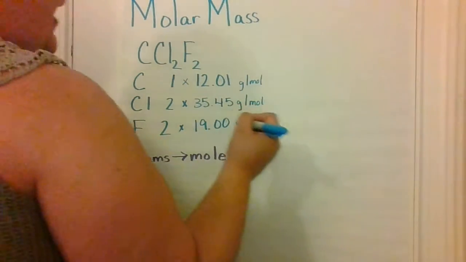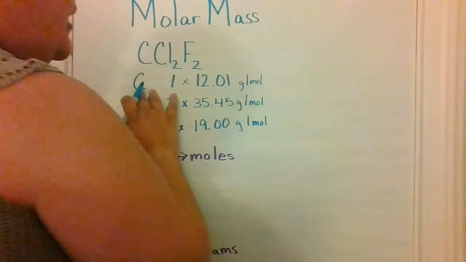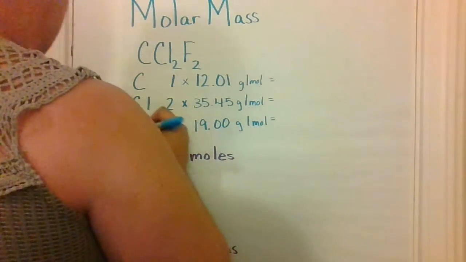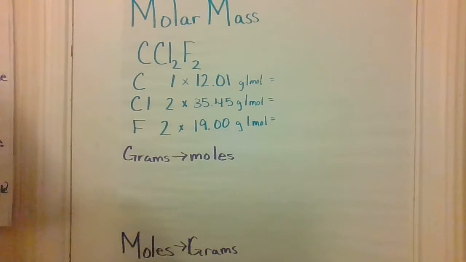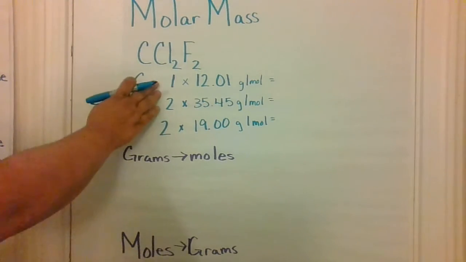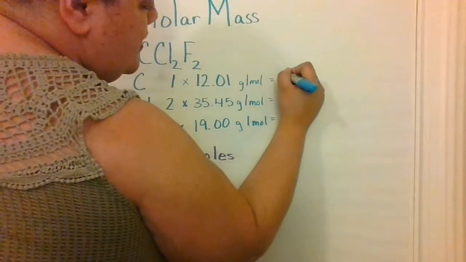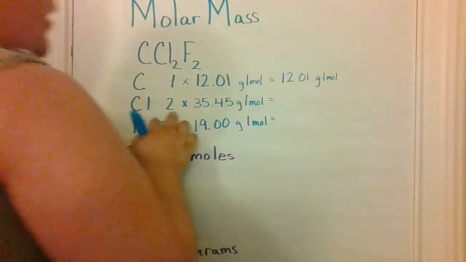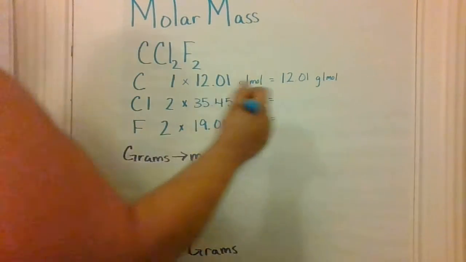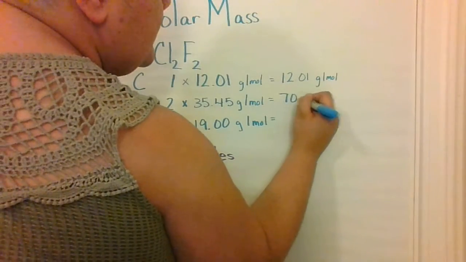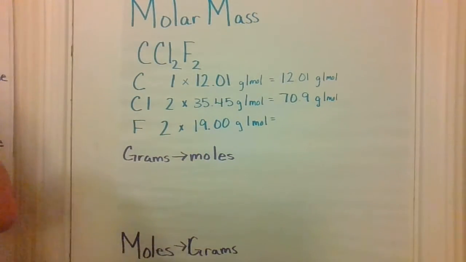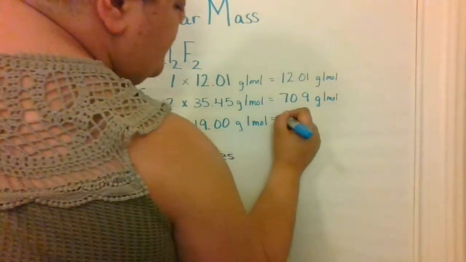Now what is necessary is to multiply the number of atoms of each individual element by its atomic mass to obtain how much their portion of the whole compound is. One carbon times 12.01 gives us 12.01 grams per mole. We have two chlorines, and that works out to 70.9 grams per mole. And our last element comes out to 38 grams per mole.